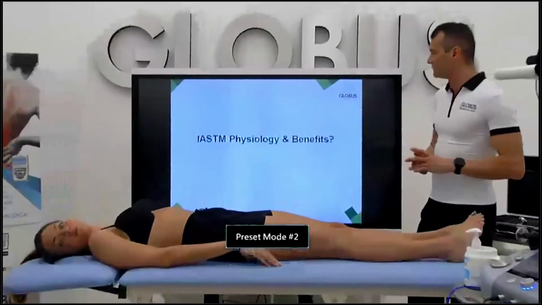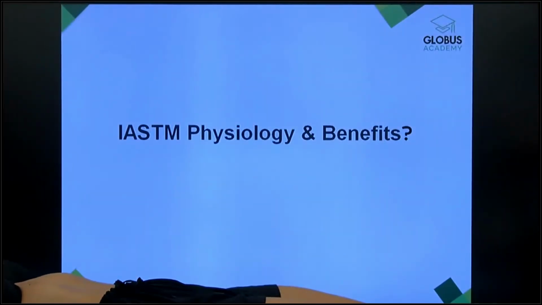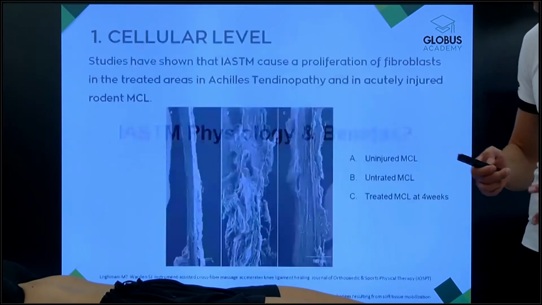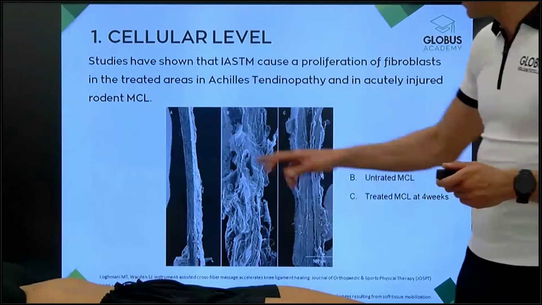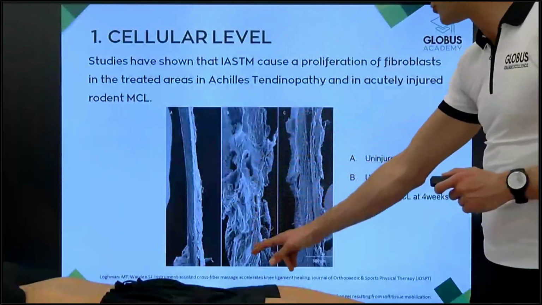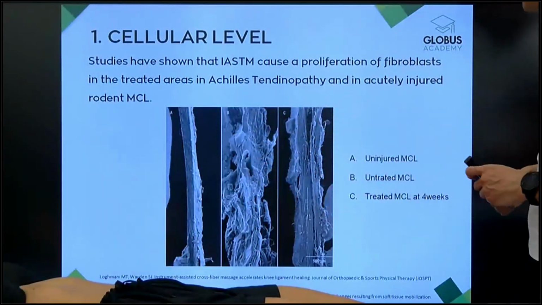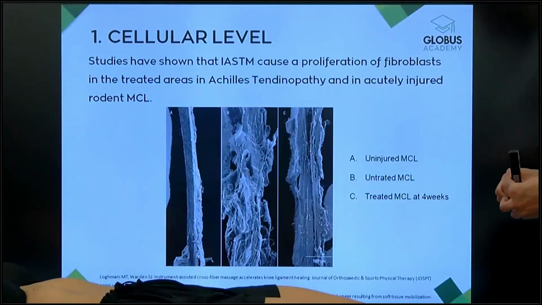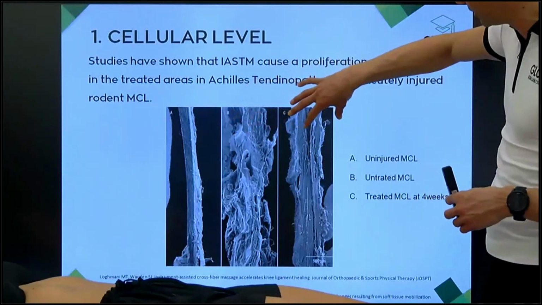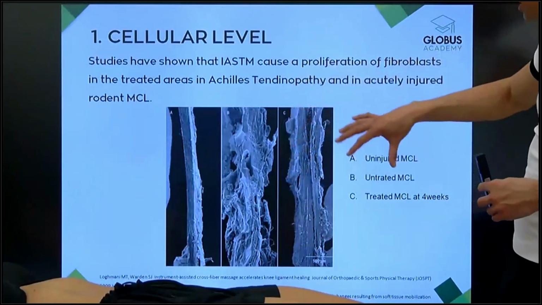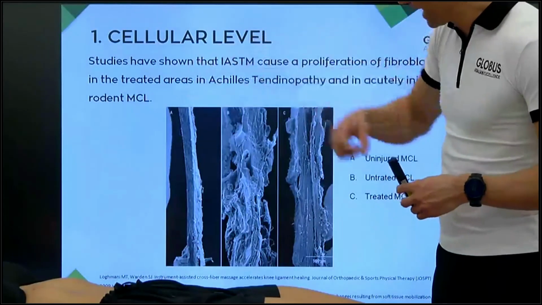All right, let's go a bit more into the physiology and the benefits that we can achieve with these tools. First of all, we can affect the cellular level. There are different studies that are proving this. This is, for example, an MCL, a rat MCL actually. This is the uninjured, this is the untreated, okay? And this is the treated MCL at 4 weeks. As we can see, this MCL was in this condition, and after the treatment it started to seem more similar to the uninjured MCL.